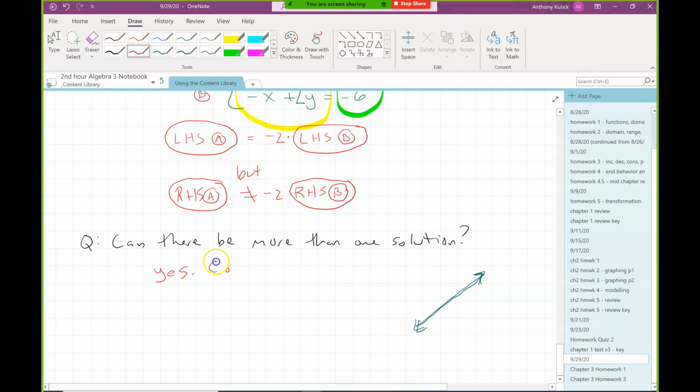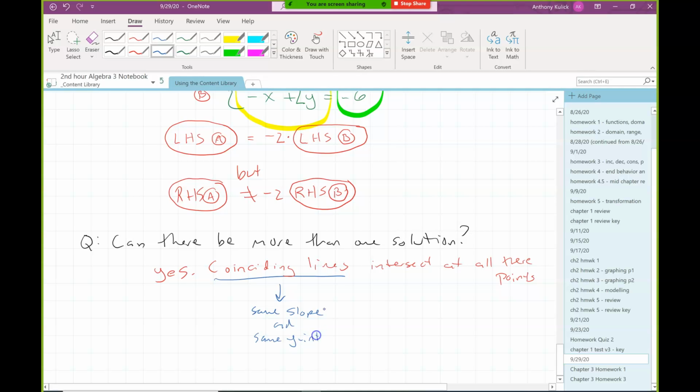So those kind of lines have a name from geometry. We call them coinciding. So coinciding lines, those have the same slope and the same y-intercept. And when we say all their points, we really are talking about having infinitely many solutions. I abbreviate that phrase as IMS because that's too many letters for me to write.